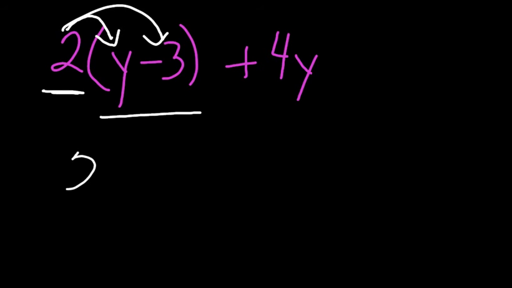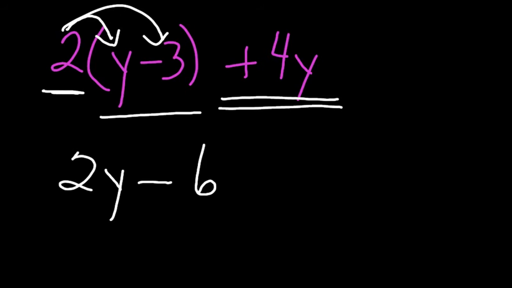2 times y is 2y. It's going to be minus. 2 times 3 is 6. Now, you don't distribute over here. This is outside the parentheses. It's just hanging around waiting for you to finish the distributing. You just write it down.